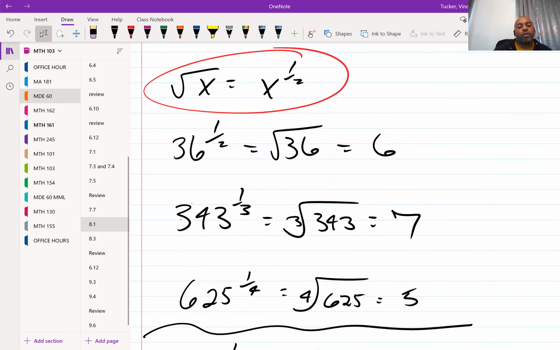Then 625 to the 1/4 power, same thing as the 4th root of 625. And that'd be 5. That's 5 times 5 times 5 times 5. It'd be 625. Any problems?